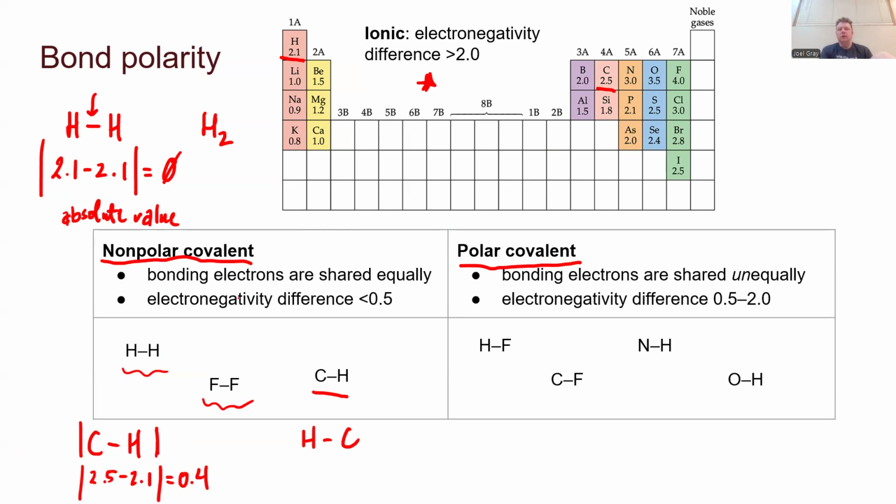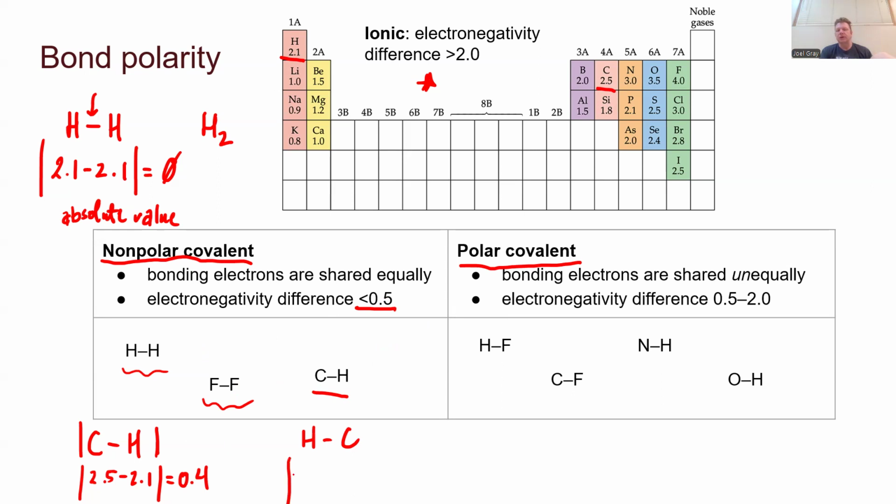This shows that these two atoms don't have an equal sharing. However, is that unequal sharing extreme? Well, the question then is, what's the measure? The electronegativity difference is less than 0.5. So that tells me that although there is a difference, it's not that significant of a difference. Anything that is 0.5 or greater is a significant difference.